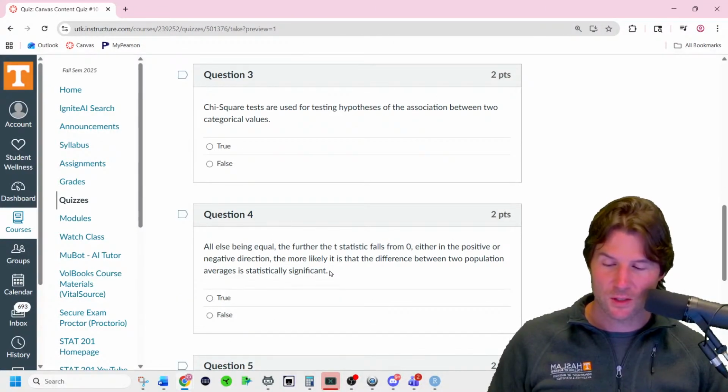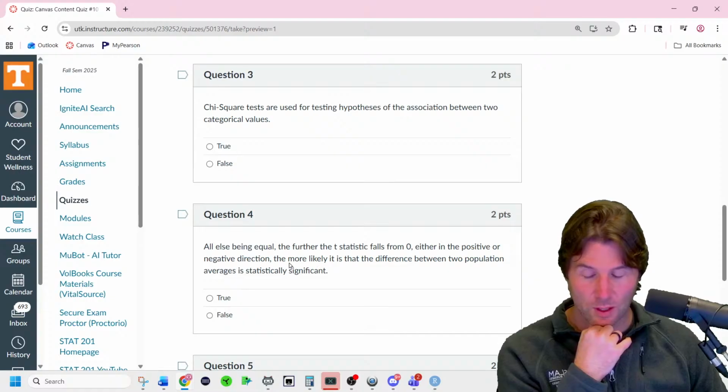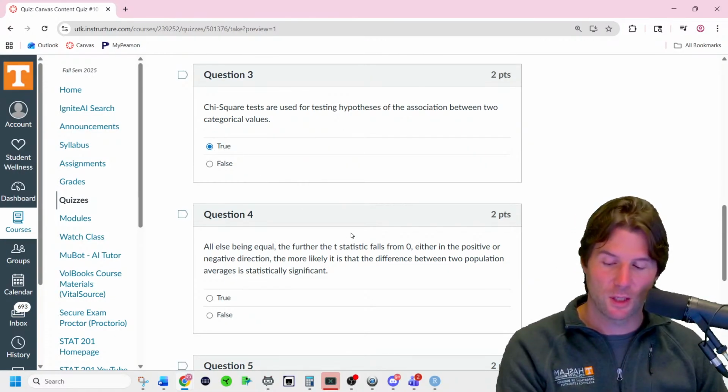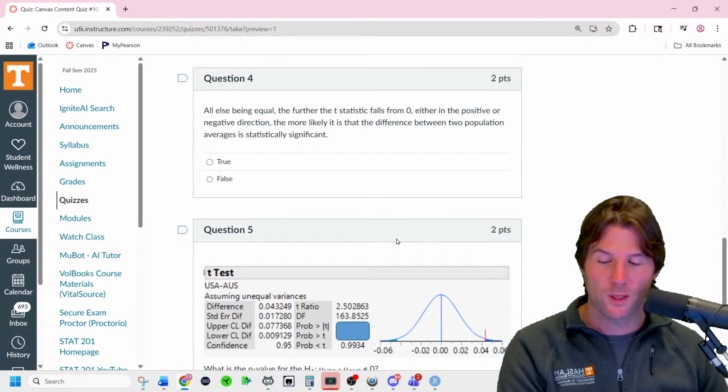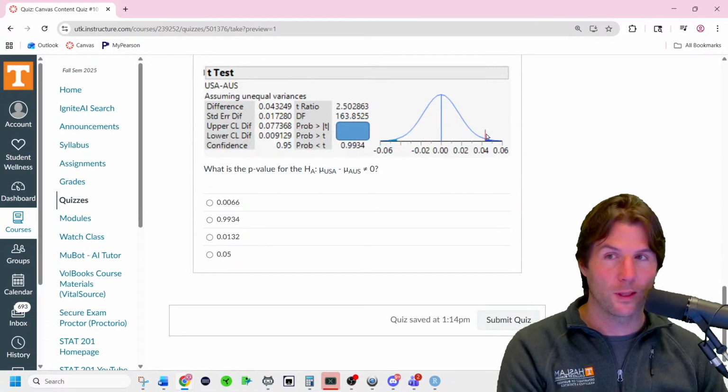Chi-squared tests are used for testing hypotheses of the association between two categorical variables. That's literally the condition, count data. True. All else being equal, the further the t statistic falls from 0, either in the positive or negative direction, the more likely it is that the difference between two population means is statistically significant. True. And you see it down here. This is where we landed with the t statistic of 2.5, and it's pretty far away from the center. If we had been closer to the center, the p-value would have been bigger.